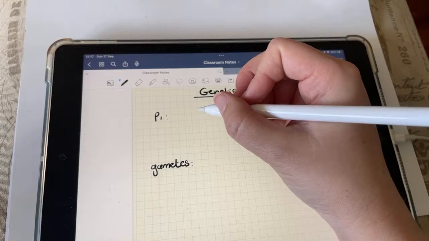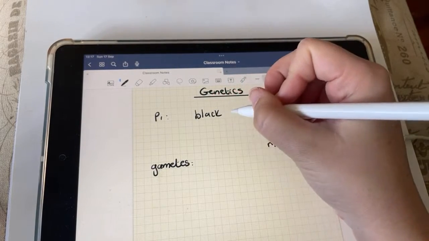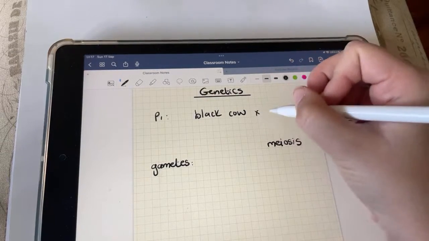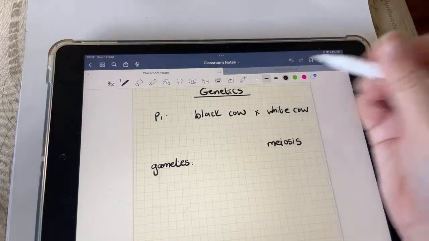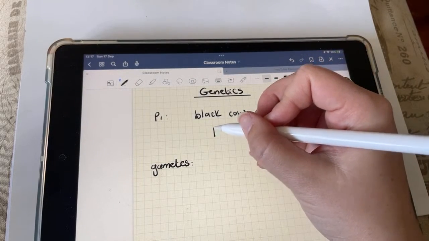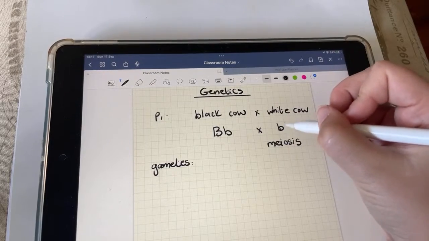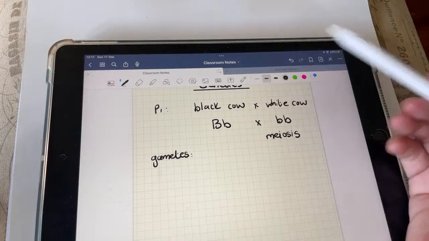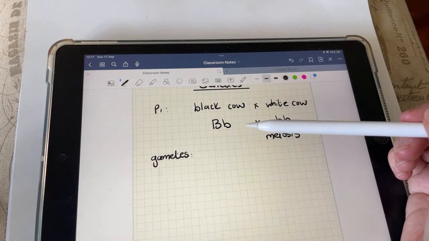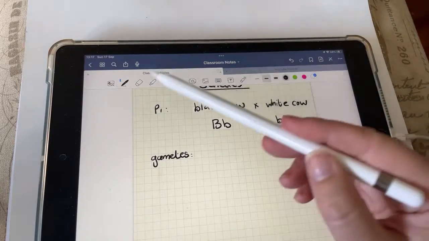Let's say it is a black cow times a white cow. I'm going to make them unusual, and then I'm going to make this a big letter and a small letter and 2 small letters. Now, without me doing any more work, I'm hoping that everyone can see what the letters mean and who is the dominant color and who is not.